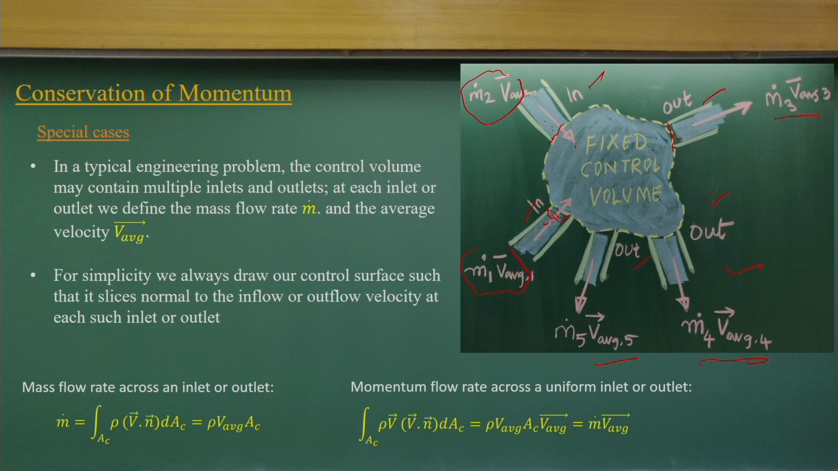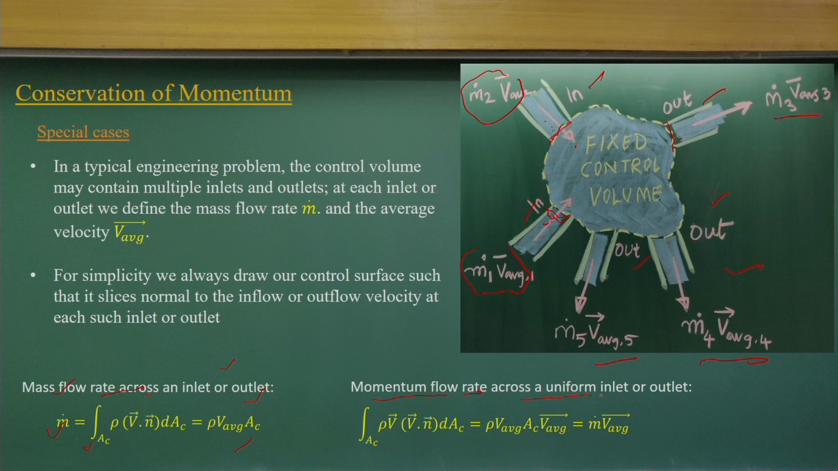Now, if I consider that velocity variations are there, then you know this mass flow rate across this inlet and outlet, we can have surface integrals to find the mass flux. It will be rho V average into Ac. In a similar way we can find the momentum flow rate, the momentum flux.